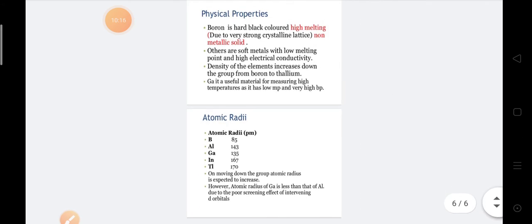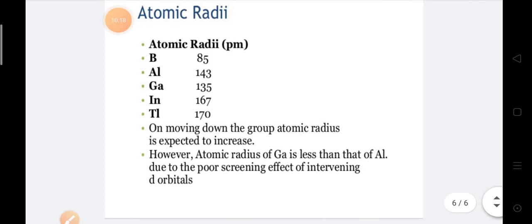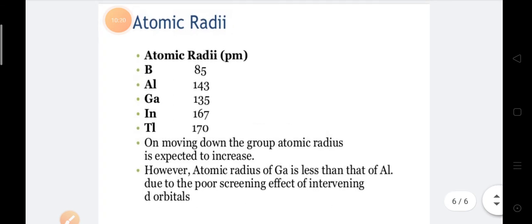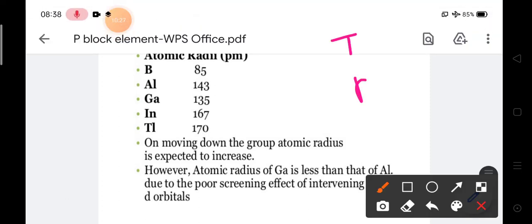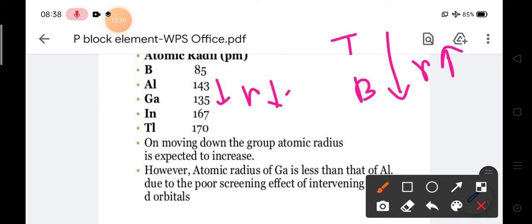And the last part is atomic radius. In the case of atomic radius, it generally increases down the group. That is, when we go from top to bottom, what happens? Radius increases, right? But in the case of aluminum to gallium, the radius decreases. Because in the case of gallium, due to poor shielding by the intervening d orbitals, the gallium radius gets decreased.